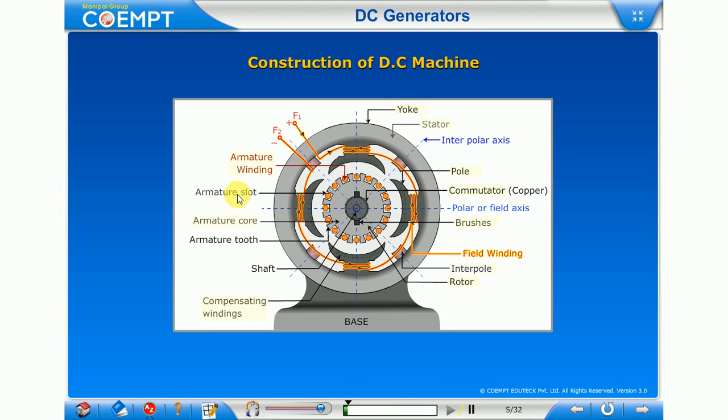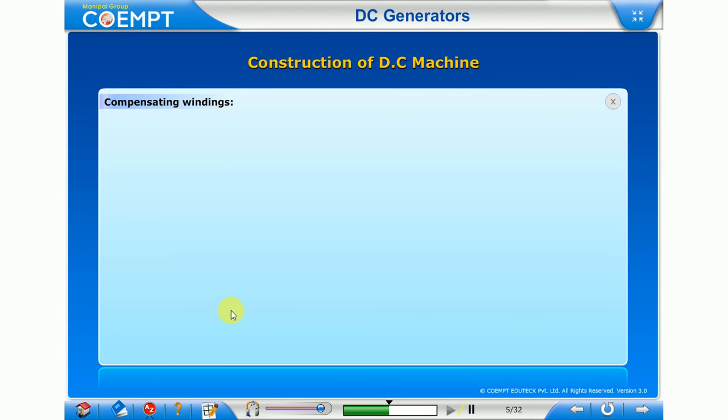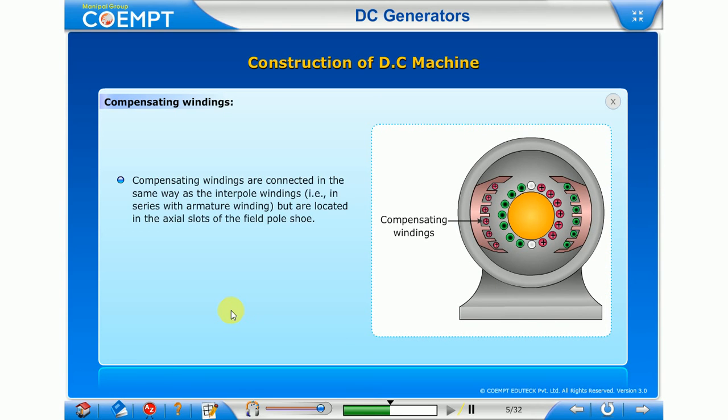Lap winding. In lap winding, the two ends of a coil, designated start and finish, are connected to adjacent commutator segments. The figure shows the connections of the coils to form a lap winding. Since the sides of the successive coils overlap each coil, the winding is known as lap winding.